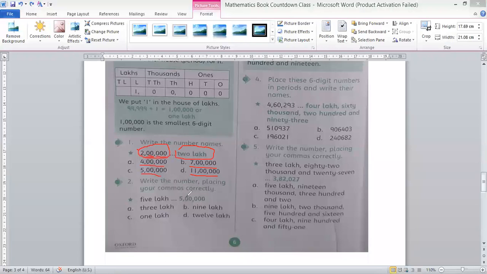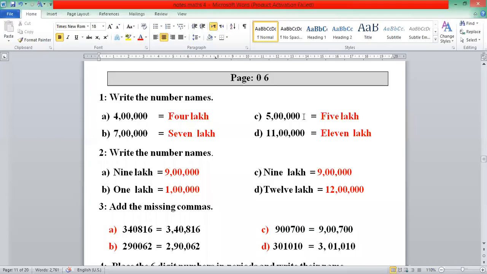In question two, write the number placing your commas correctly, and then write in digit form. 3 lakh, 1 lakh, 9 lakh, 12 lakh. For 5 lakh, write 5 with 5 zeros. After 5, put a comma, then 2 digits, then 3 digits. Look here on page 6, write the number name. 9 lakh is written as 9 with 5 zeros. 1 lakh, 1 with 5 zeros. 9 lakh, 9 with 5 zeros. 12 lakh, 12 with 5 zeros.